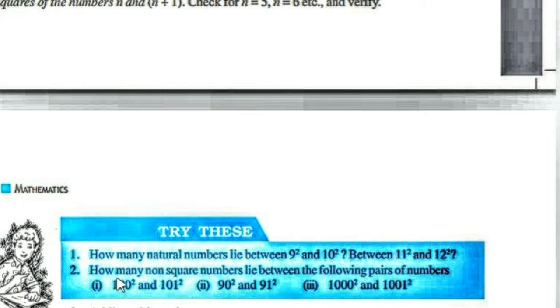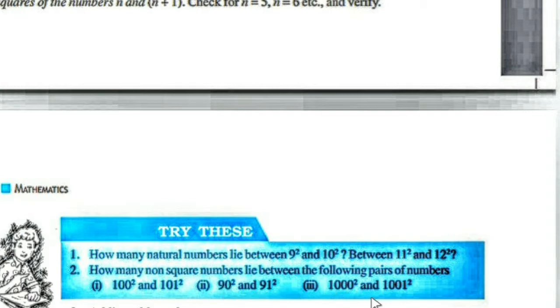Now here, how many non-square numbers lie between the following pairs of numbers? So again here also you will multiply 2 into n. So 100 square and 101 square: this is n, this is n plus 1. So 2n means 2 into 100, so 200 numbers will lie. Okay. Here 90 square and 91 square: n equal to 90 and n plus 1 equal to 91. So 2n means 2 multiplied by 90. So there are 180 numbers.